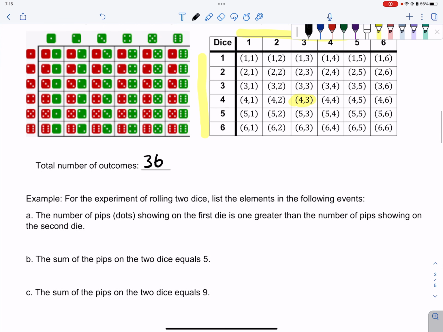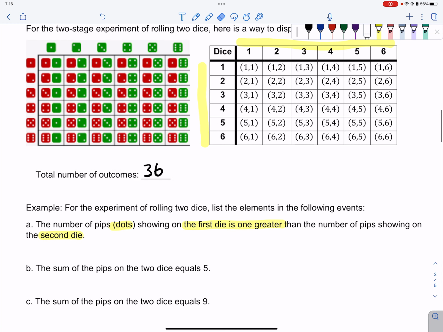And now I want to answer a few different questions on this. So we already have the sample space. Let's figure out some different events. The first one being the event where the number of dots showing on the first die is 1 greater than the number of dots showing on the second die. So I'm going to erase the highlighting that I already did on the table. And now I need to find all of the ones where the first die is 1 greater than the second die.